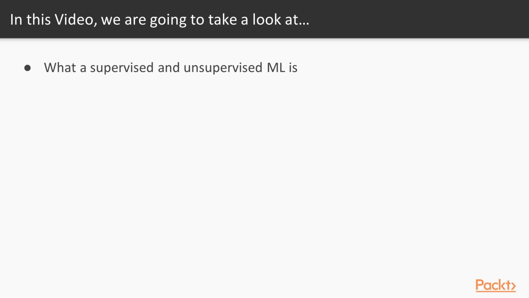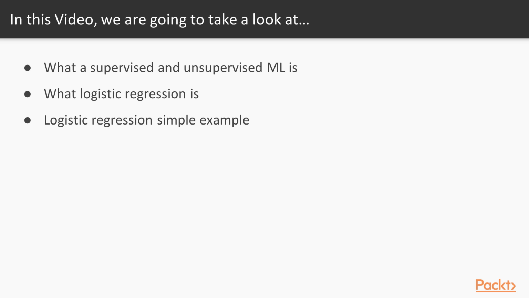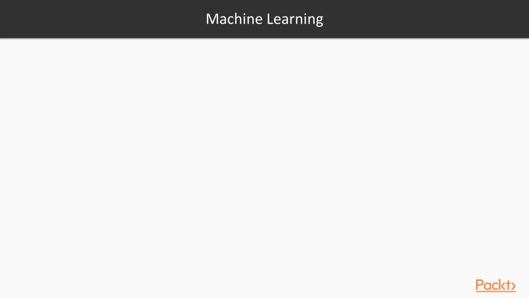To understand regression, we need to compare supervised and unsupervised machine learning algorithms. We will answer the question of what logistic regression is, and we will be looking at a simple example of logistic regression. Logistic regression is the simplest case of a regression algorithm because it takes only two values, 0 or 1.